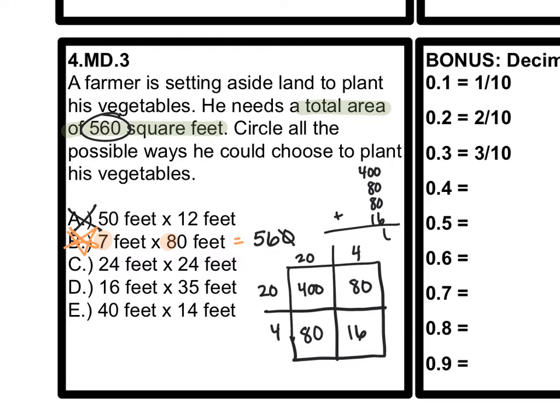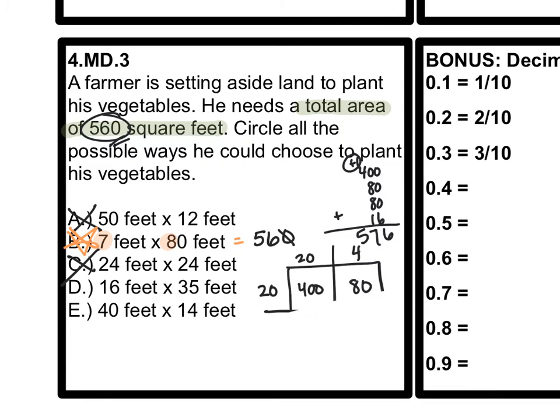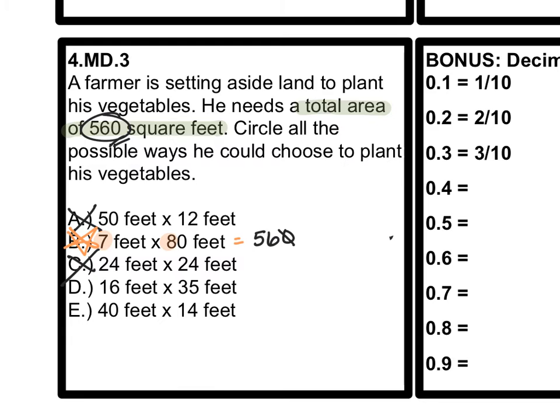In my ones place, I have a 6. 8 plus 8 is 16, plus 1 is 17. Put down the 7, regroup the 1. 4 plus 1 is 5. 576 is not 560, so therefore C will not be a choice. Let's go ahead and start the next one. Let's see. Maybe there's only one option. Maybe there's 2. Maybe there's 3. So let's go ahead and do the next one.